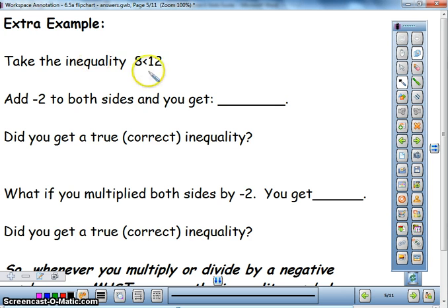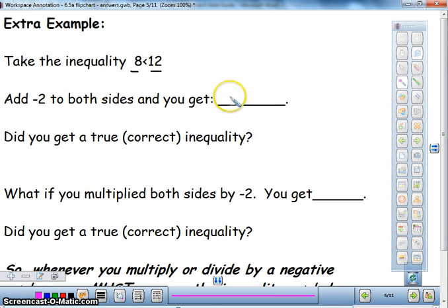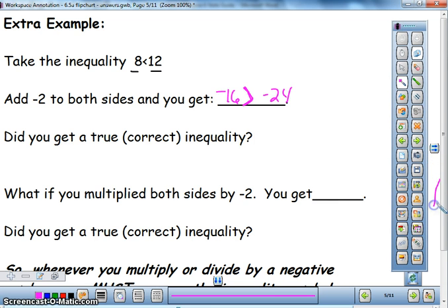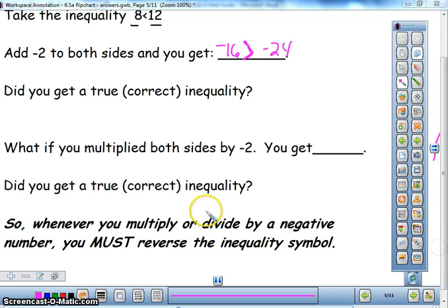The way you can think of doing that is if we multiply, and we know this is a true statement, 8 is less than 12. Since we know 8 is less than 12, if we multiply both sides by -2, we get -16 and -24. But now -16 is greater than -24. So when we think of multiplying or dividing by -2, our inequality is always going to change. So it must reverse the inequality.